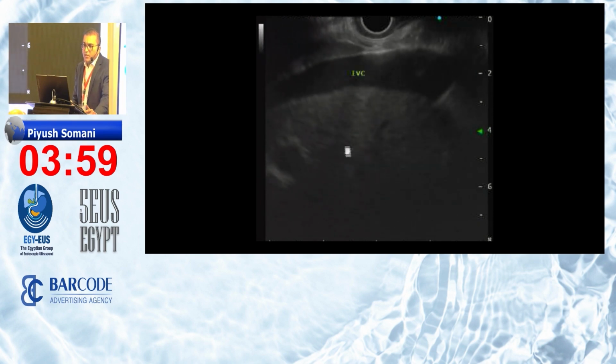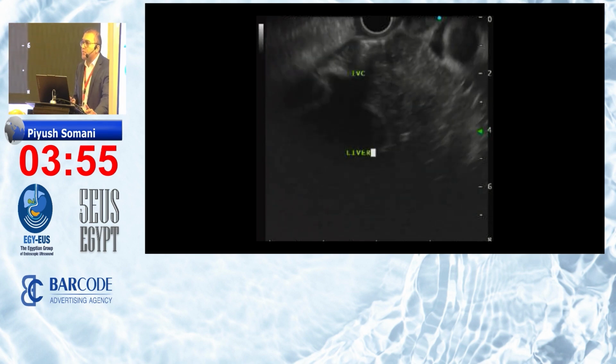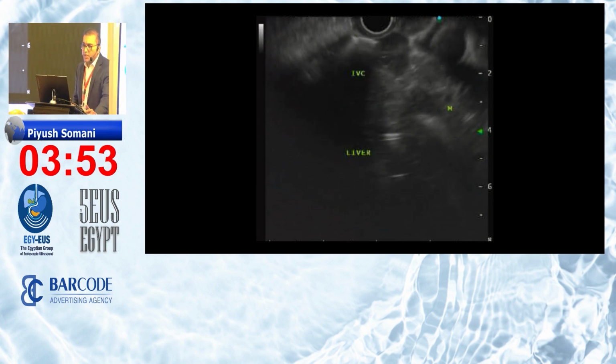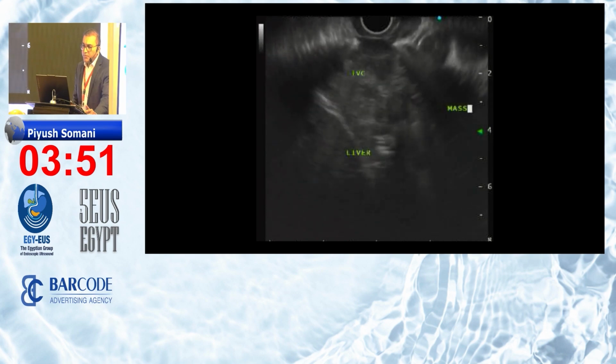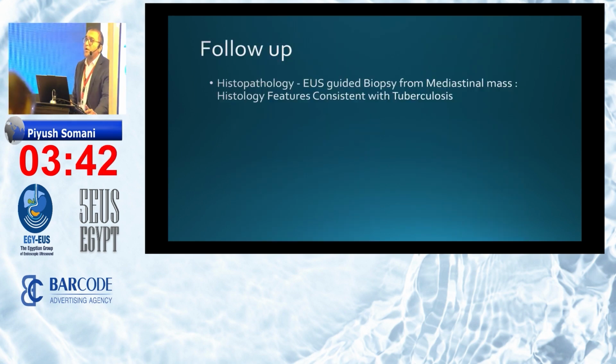which are there. And it is important that we put a Doppler. We make sure that we are not puncturing a major vessel when we are taking such kind of biopsies. These are the images labeled for the same patient with the effusion and the mass. The biopsy turned out to be tuberculosis. She was a Filipino lady.